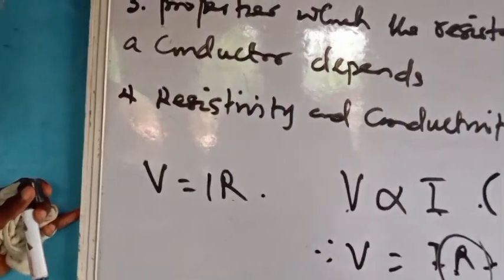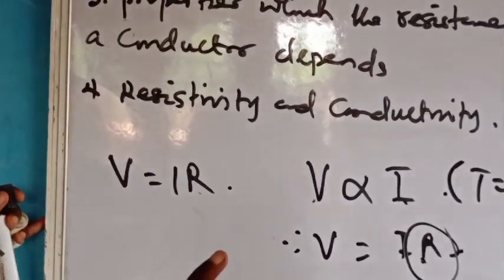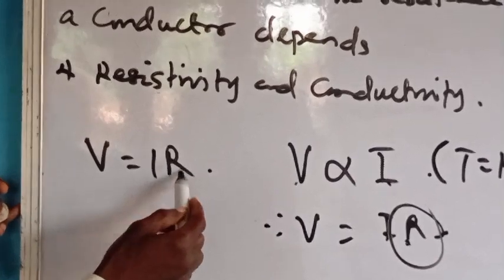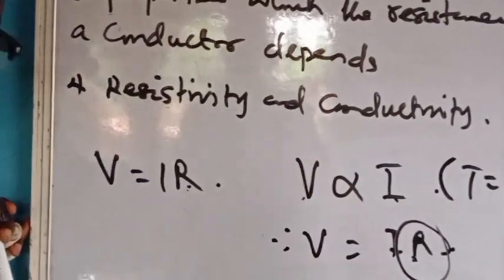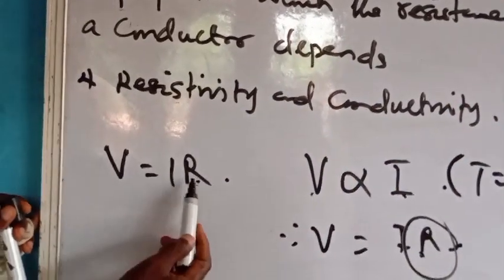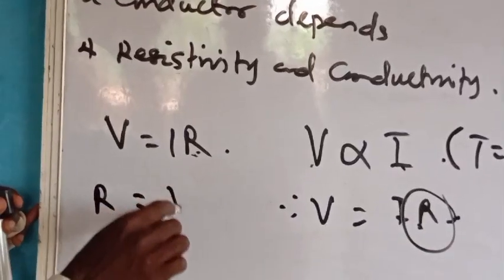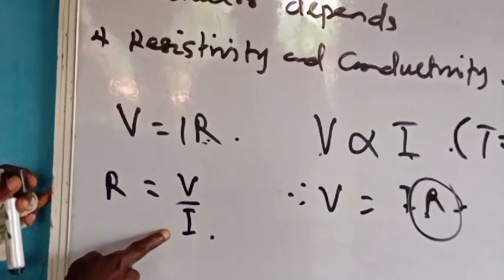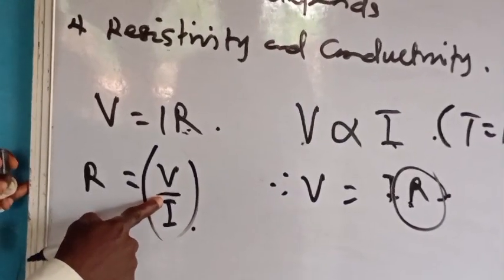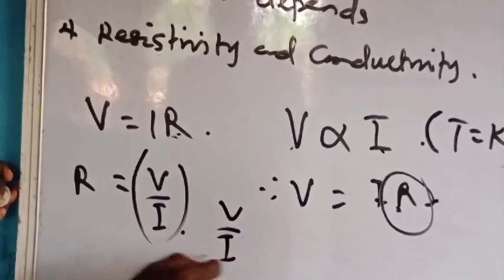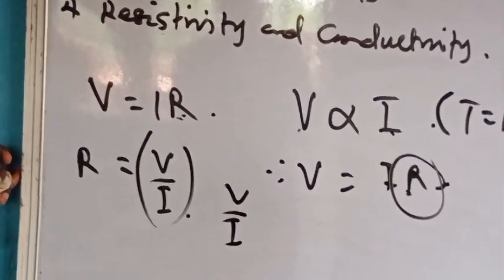Every material that conducts electricity has its own resistance. And what is this resistance for? The resistance is the amount of opposition offered by the conductor, the material, to the flow of the current. We take it as a constant, so we can say that R becomes equal to V over I. So whenever you talk about V over I, we are talking about the ratio of voltage to current, which is constant. We call it resistance.